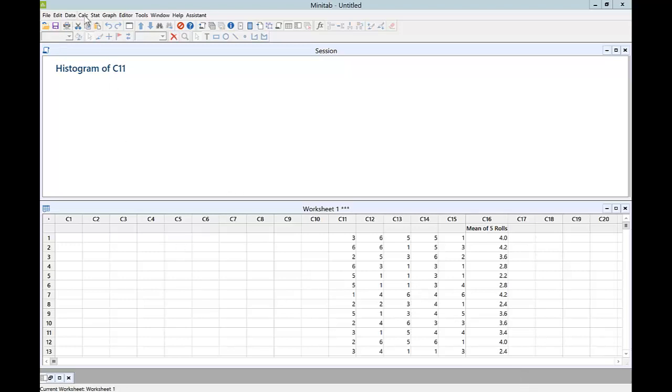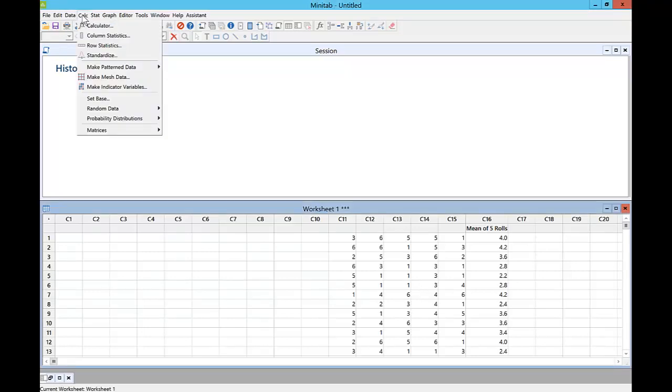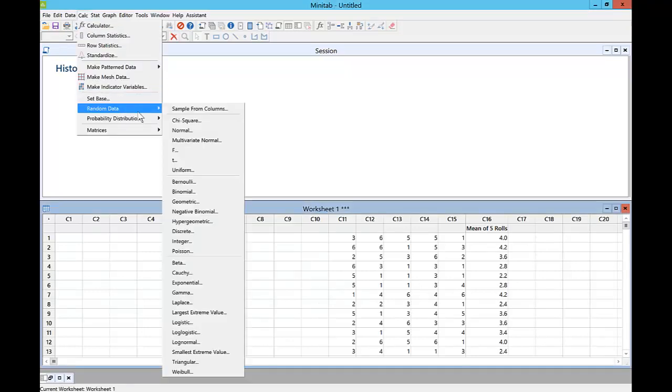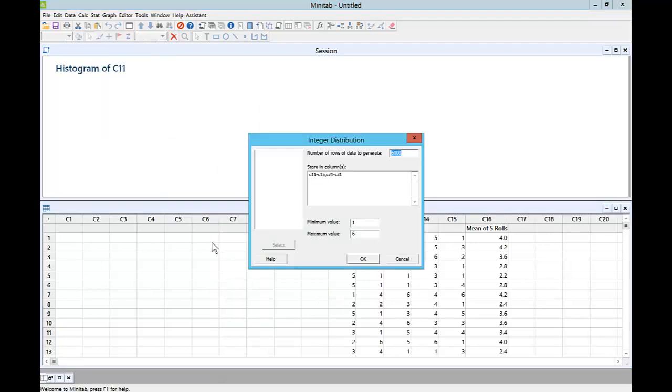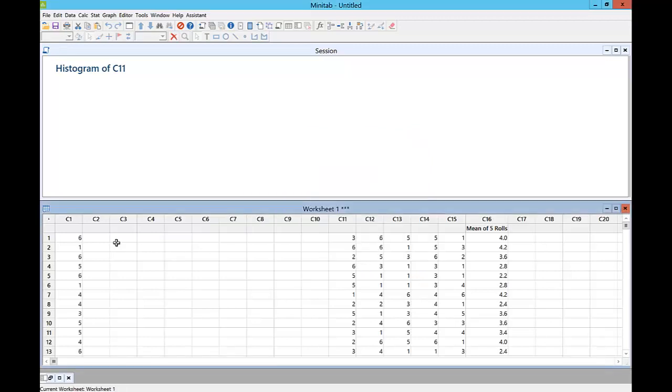So if we come over here to Calc and then Random Data, Integer, we can look at, we'll say C1. We're going to take 60 rolls of a six-sided die. So the minimum value is 1, the maximum value is 6, and we're going to put those in column number 1. So here we have the rolls of those die, and you can scroll down and see what these are.